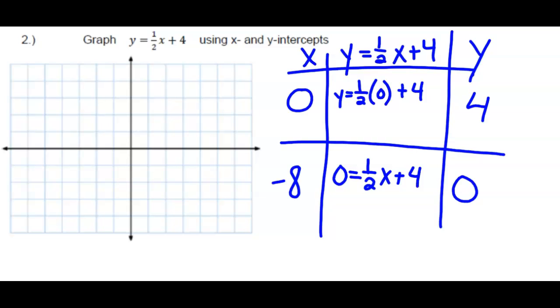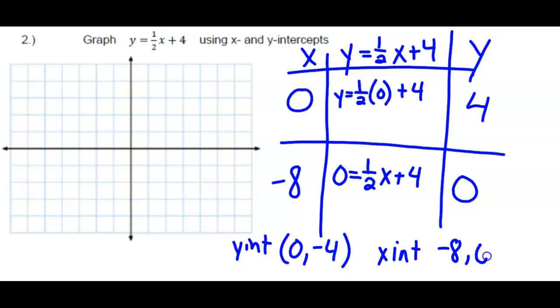Okay, so for your y-intercept, you should have got (0, 4). And for your x-intercept, you should have got (-8, 0). So let's graph those. Go over 0, up 4. That's my first one. Then go over -8: 1, 2, 3, 4, 5, 6, 7.